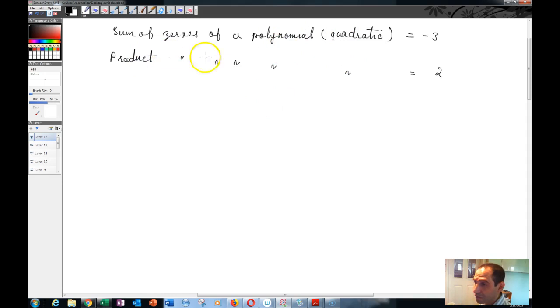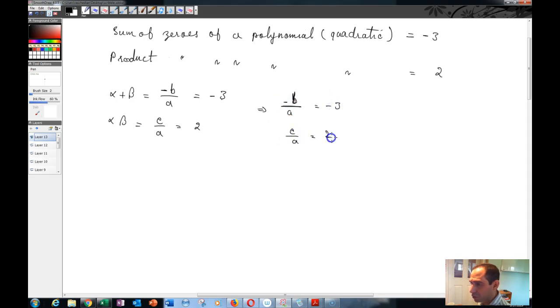So you know that the sum of the zeros would be alpha plus beta, which is equal to negative b by a, which is equal to negative 3. And the product of the zeros, alpha beta, is equal to c by a, and that's equal to 2. Okay? So now what we know from this situation is negative b by a is equal to negative 3, and c by a is equal to 2.